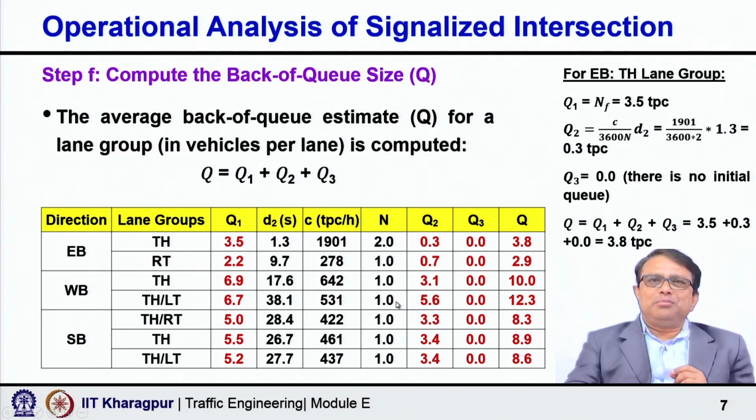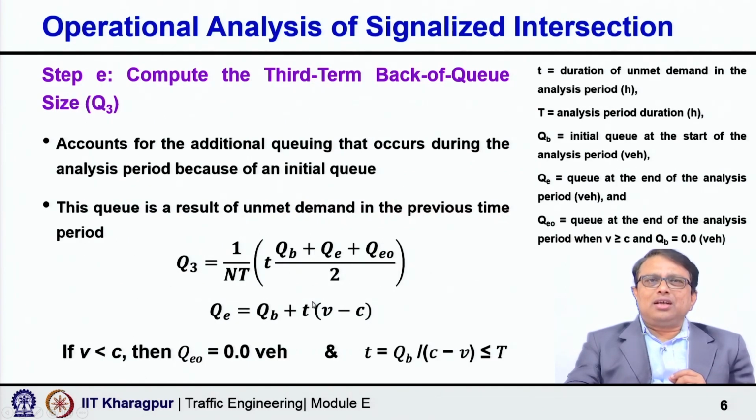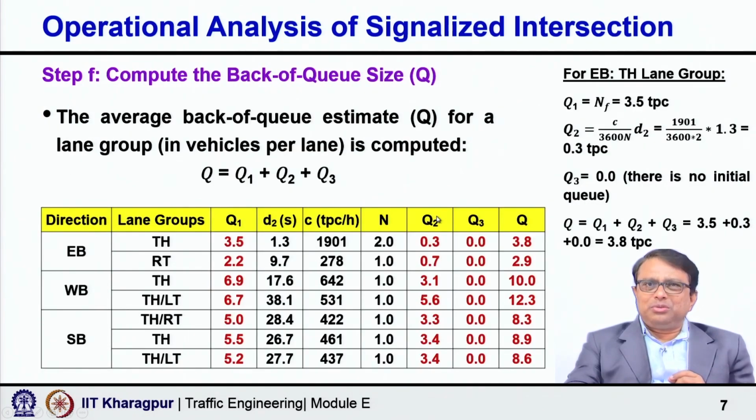So, accordingly, based on our calculation here, Q2 is C divided by 3600 into n into D2. That calculation we can do, and we can get the value of Q2. Q3 in the present example is 0. So, the total Q will be Q1 plus Q2 plus Q3. That is the average back of queue estimate for a lane group during the analysis period.